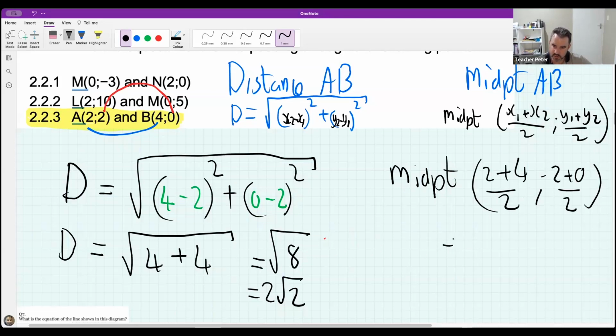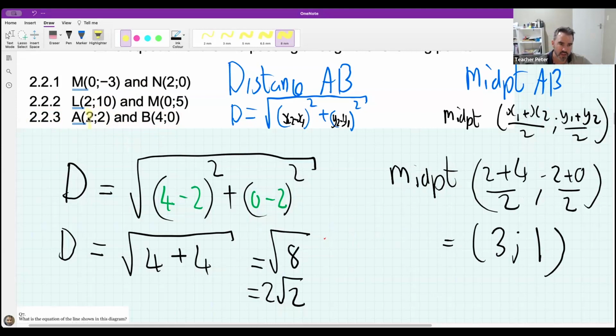I get, for my midpoint, 2 plus 4 is 6, 6 over 2, so I get 3. And then 2 plus 0, so I'm adding the two y coordinates together divided by 2, I get 1. And just in case you're wondering where they come from, look, there's the 2 there, there's the 4, so those are the ones that are being added together to get that. And then the y's are over here, so they're being added together and divided by 2.